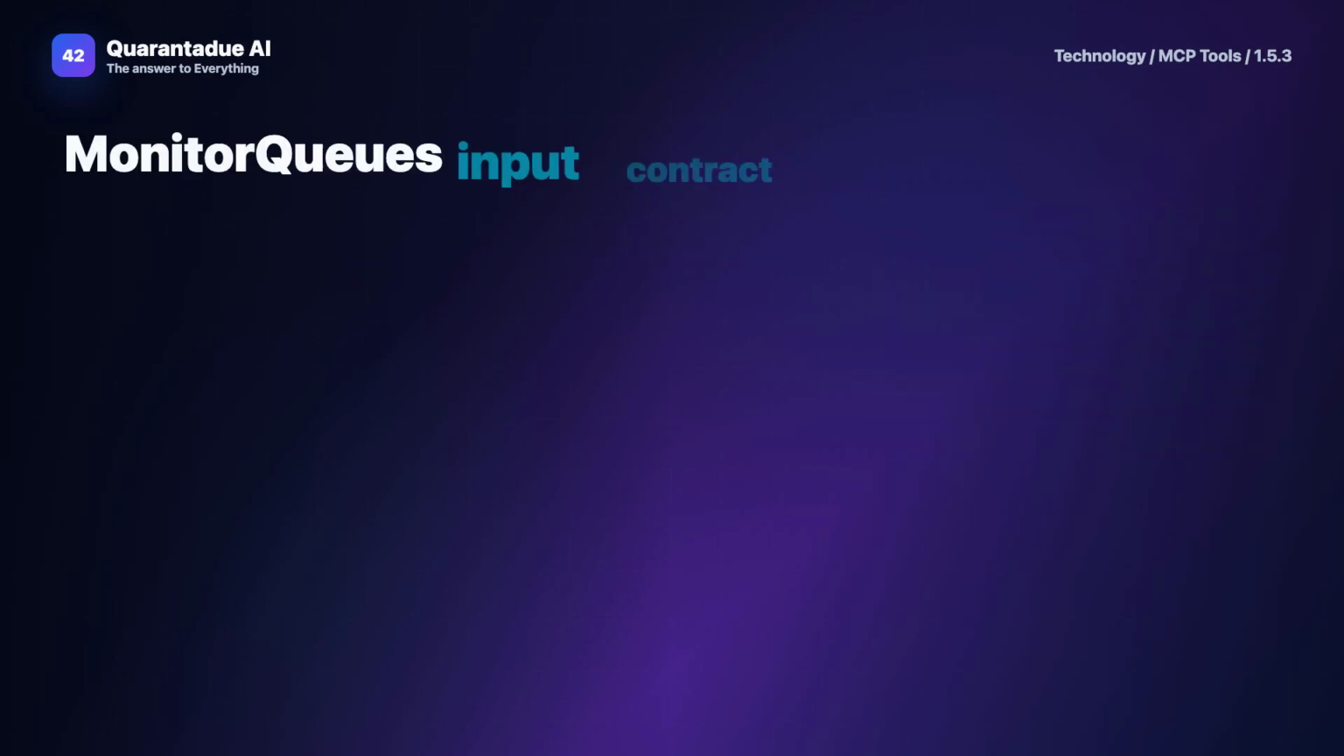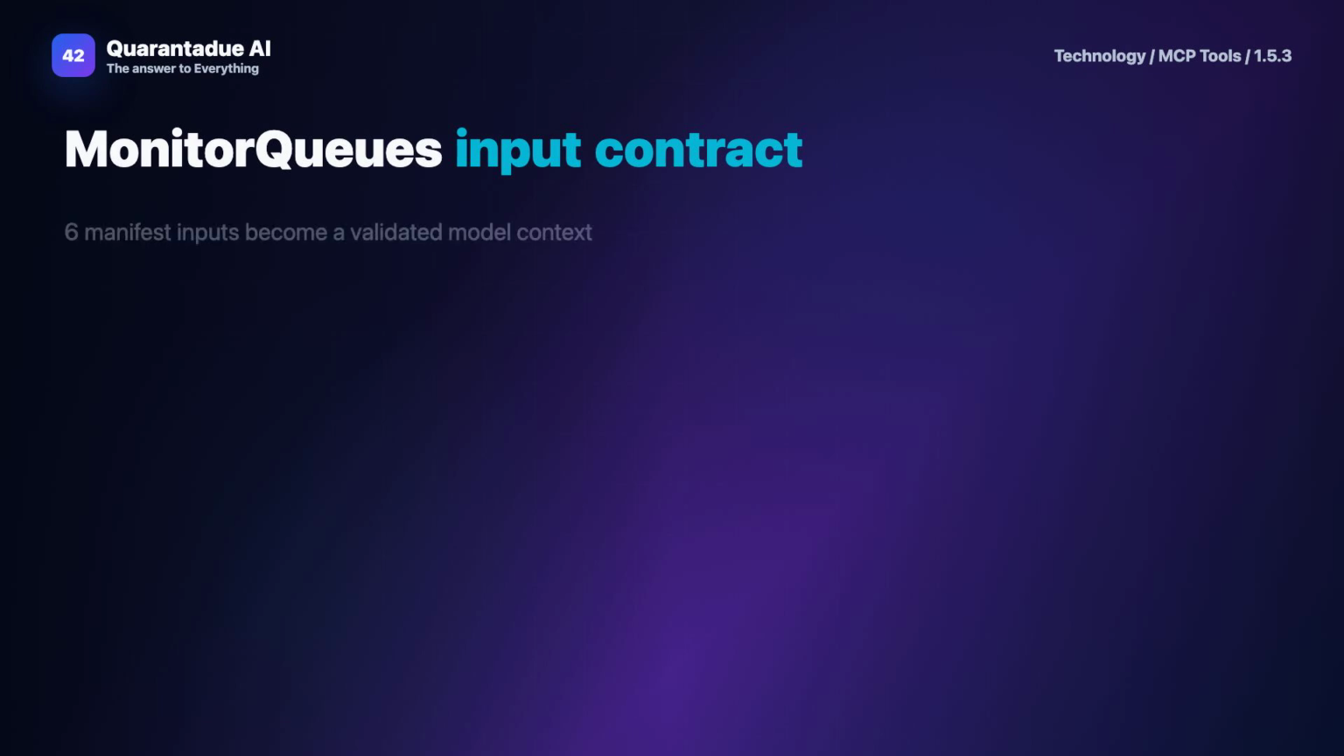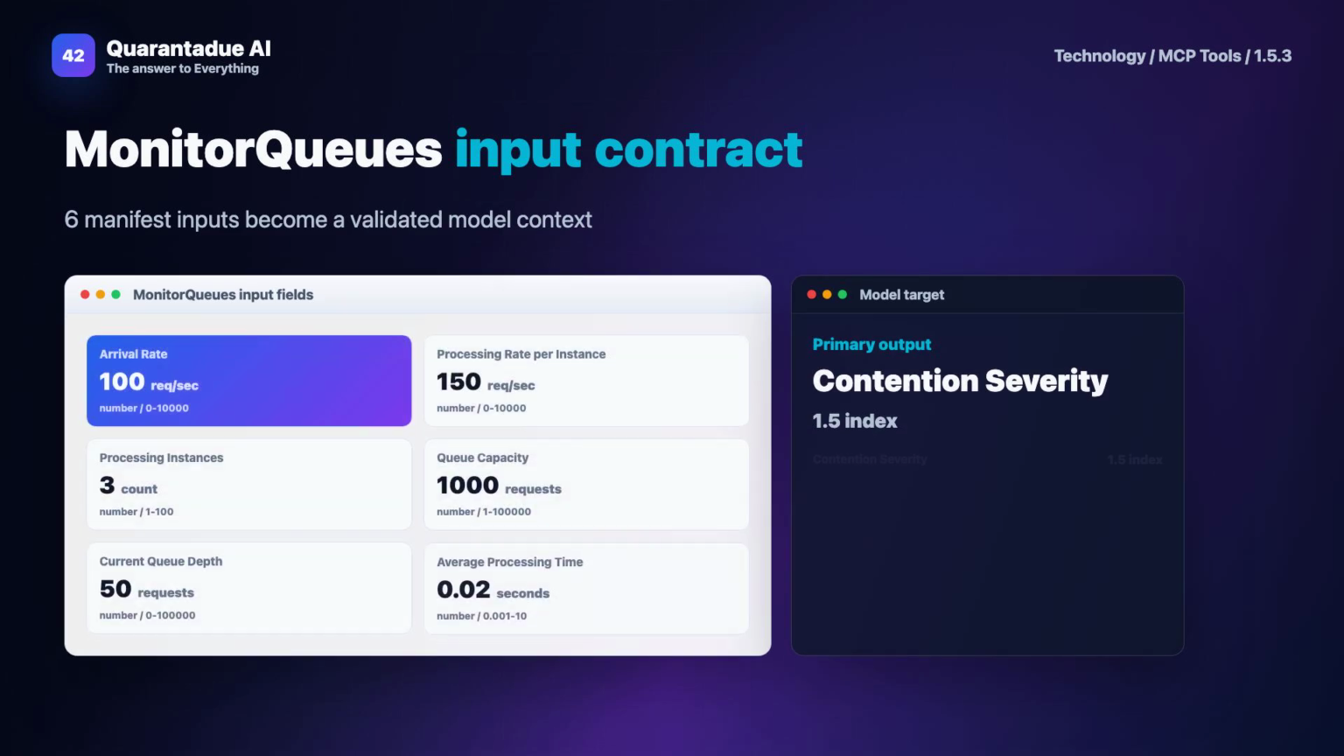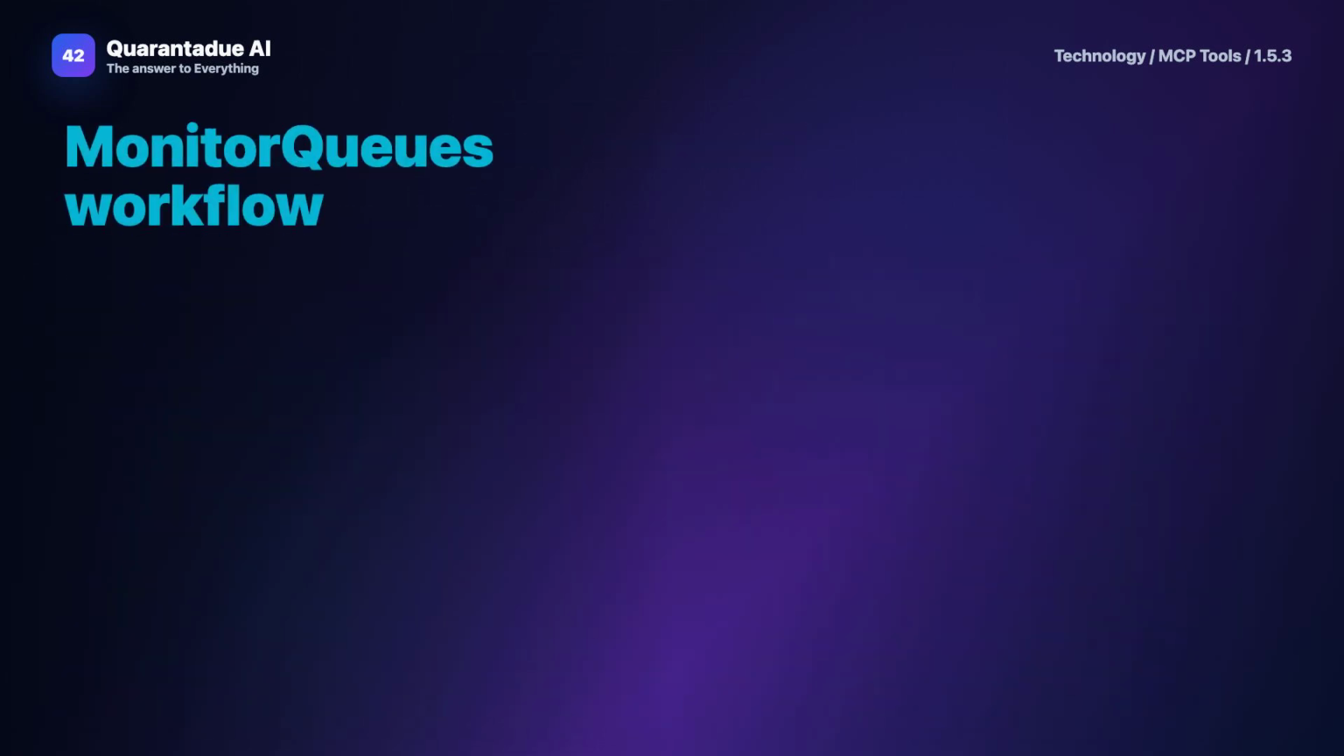Typical inputs include arrival rate, processing rate per instance, processing instances, queue capacity, and current queue depth. Keeping these fields explicit reduces ambiguity and makes every run easier to audit.